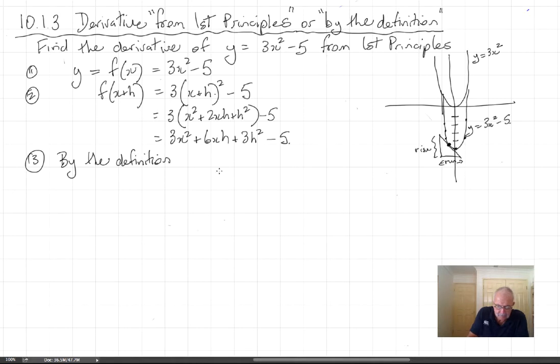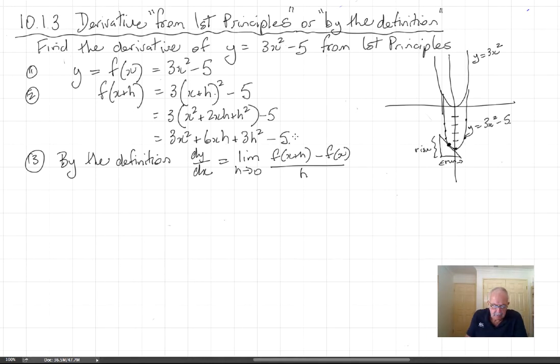you write those words, dy dx, that is the derivative, equals, now you've got to remember what it was, and we went through this before, it's the limit as h approaches 0 of f of x plus h minus f of x all over h. Now that's the definition of the derivative, or dy dx. And what is dy dx? It's the instantaneous rate of change or the gradient at any point on the curve. And the curve is, in this case, 3x squared minus 5.